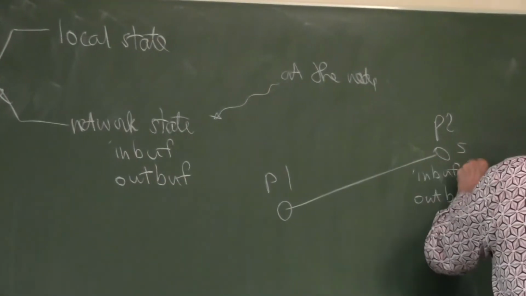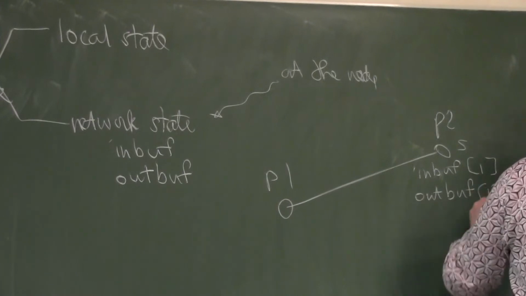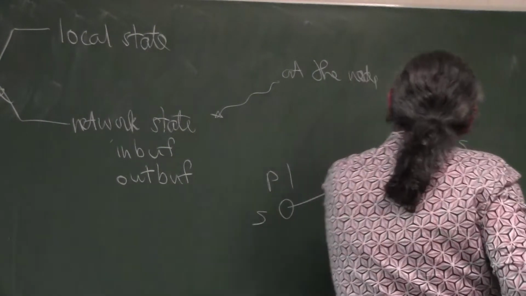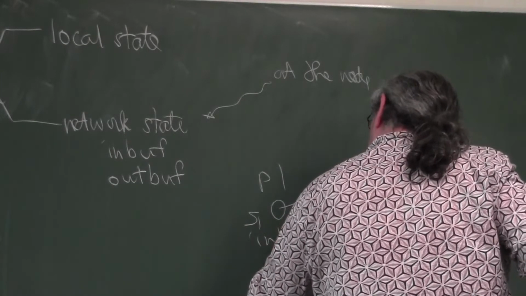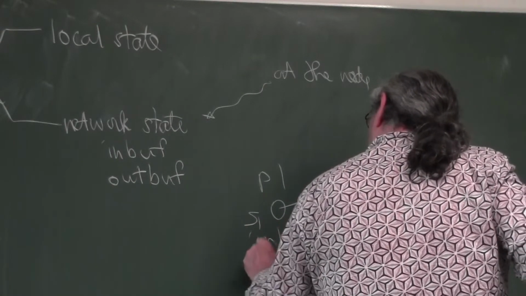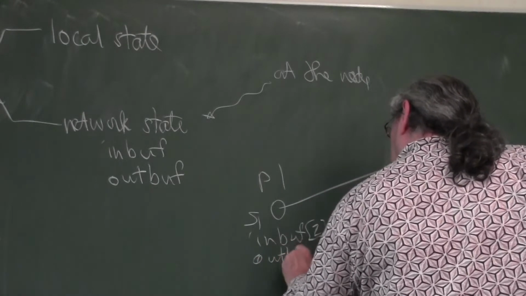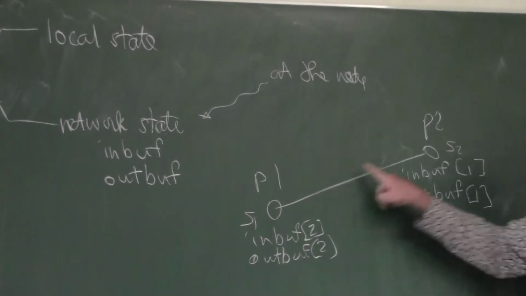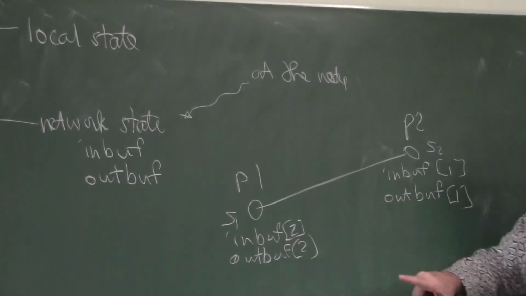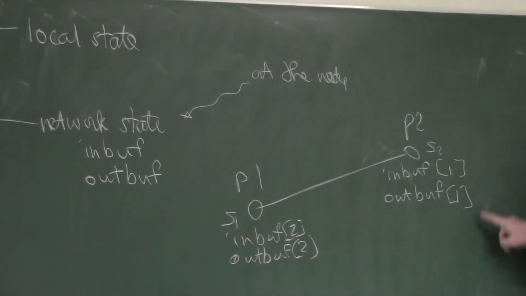And let's say this is in buff 1 because it's going to node 1. Here we have another state. And let's go from S2, S1, in buff 2, out buff 2. So P1 is connected to P2, so you have in buff 2, out buff 2. So these are sets. P2 is connected to P1, so you have in buff 1, out buff 1.